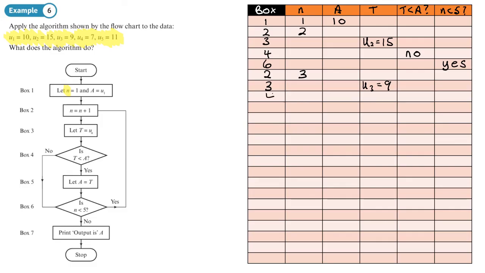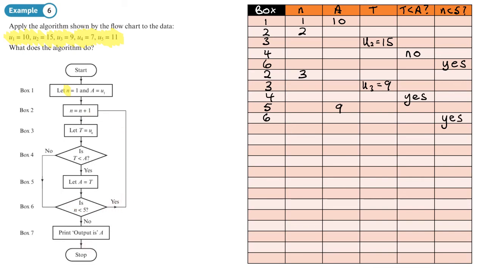Next one, box 4, is T less than A? Well, the answer to that is yes, it is now less than A. So we now go down here, box 5, let A equal T. So let A equal what T is, so A is now 9. So we move on to box 6. Is n less than 5? And the answer to that is yes, because it's only 3 at the moment.